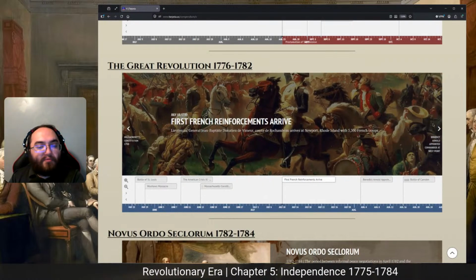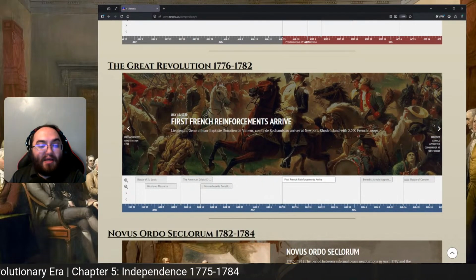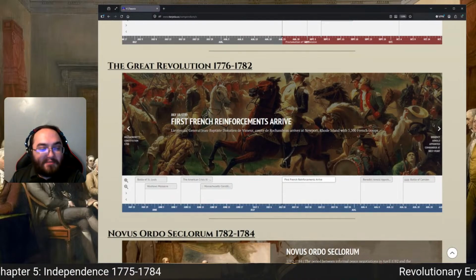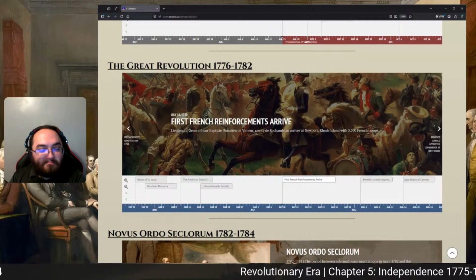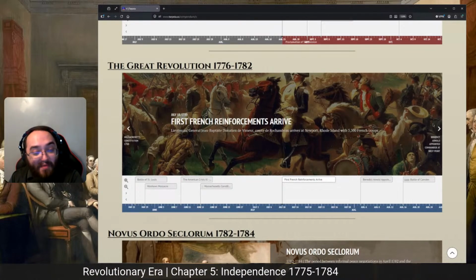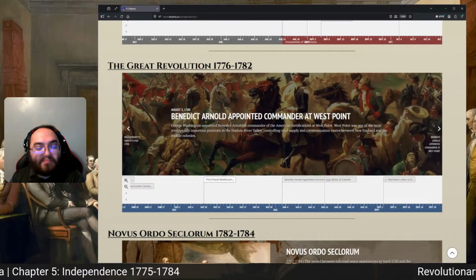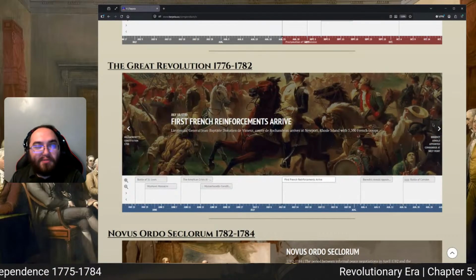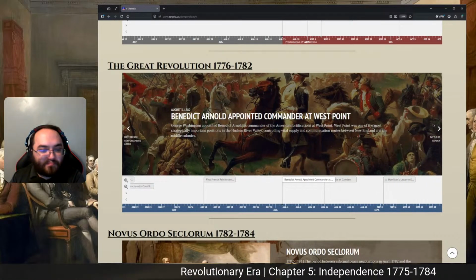The first French reinforcements arrive. This is the first army reinforcements, and they only arrive at pretty much the end of the war. This is now July 10th, 1780. The war is only going to last another year. So, French, they were important, but at the same time, they didn't fight that many battles.